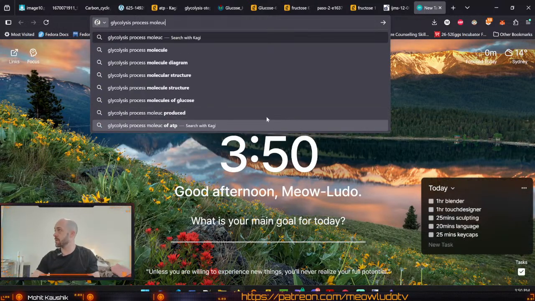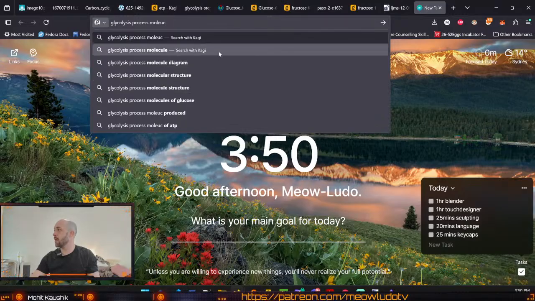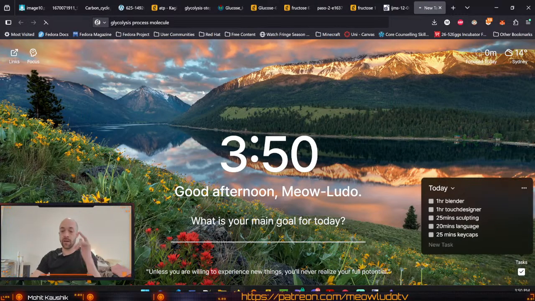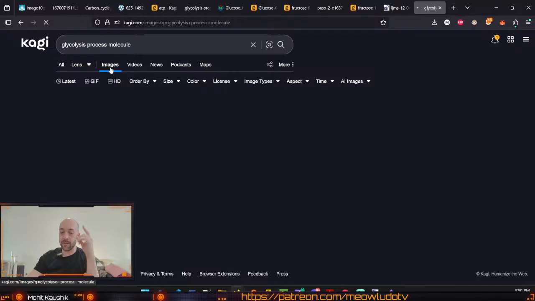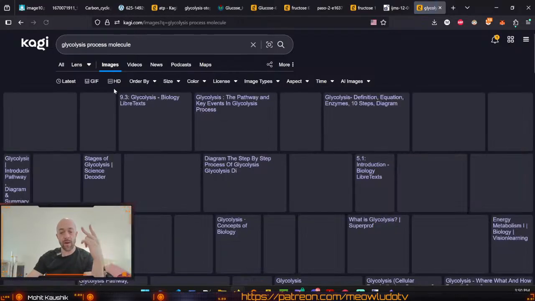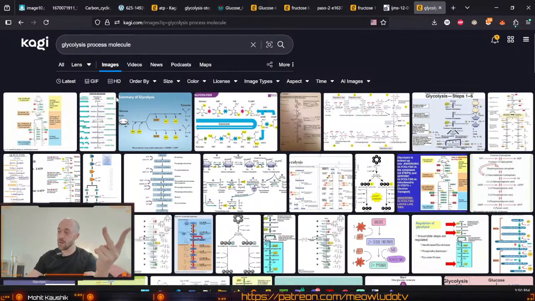So I don't have to flip between these all the time. It should make it a little bit easier. Okay, so basically here, the initial phase where we invested the 2 ATPs is called the investment phase. So this requires energy to get started, to change it into something that's easier to break down.